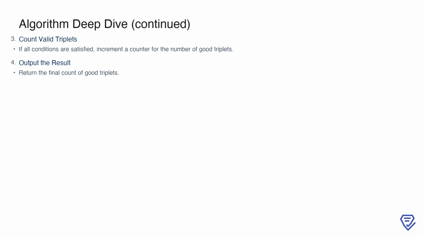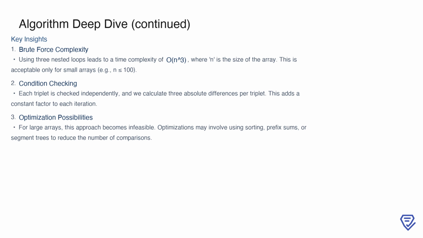After completing the iteration through all possible combinations of I, J, K, the counter will hold the final count of valid triplets. At this point, we simply return the value of the counter as the result. This method ensures that we account for every valid triplet in the array and provides an accurate count of good triplets. The brute force approach, while straightforward, has a significant computational cost. Since it involves three nested loops, the time complexity is n cubed, where n is the size of the array. This approach is only practical for small arrays, such as when n is less than or equal to 100.